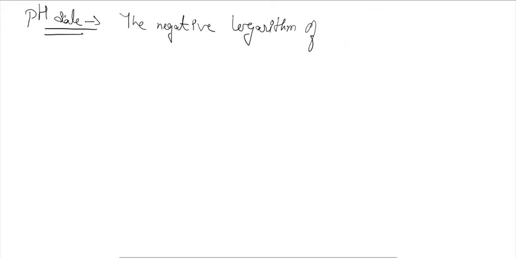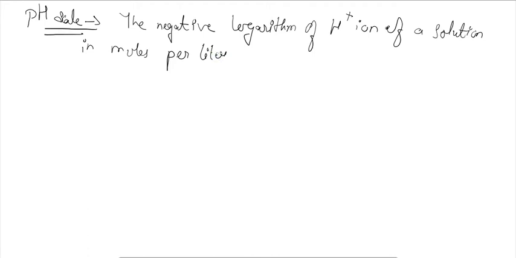The negative logarithm of the H plus ion concentration in moles per liter is known as the pH scale. The negative logarithm of H plus ion concentration of a solution in moles per liter is termed as the pH value of the solution.